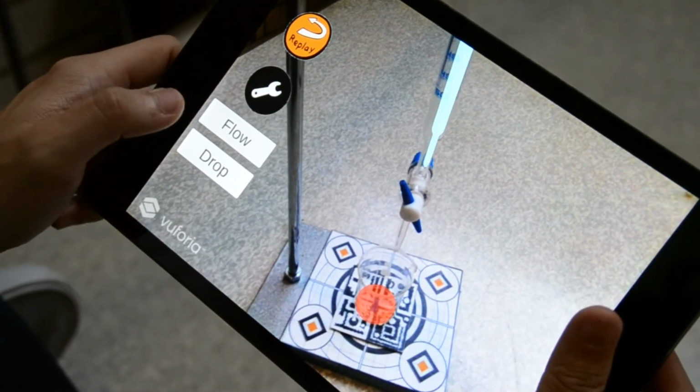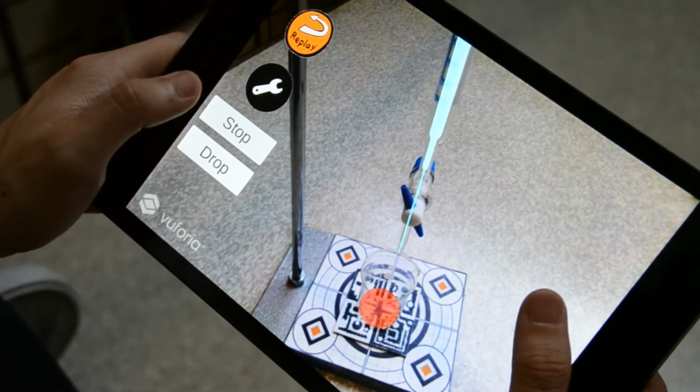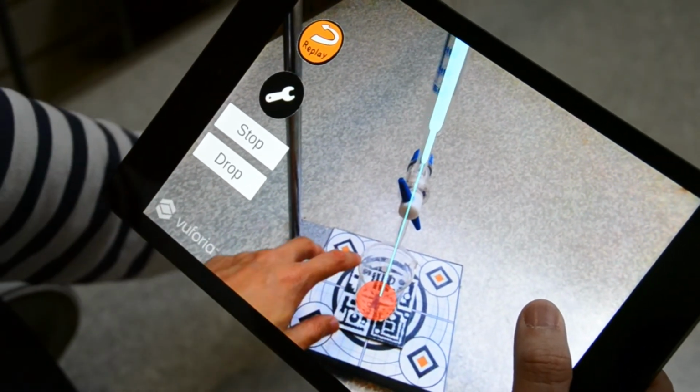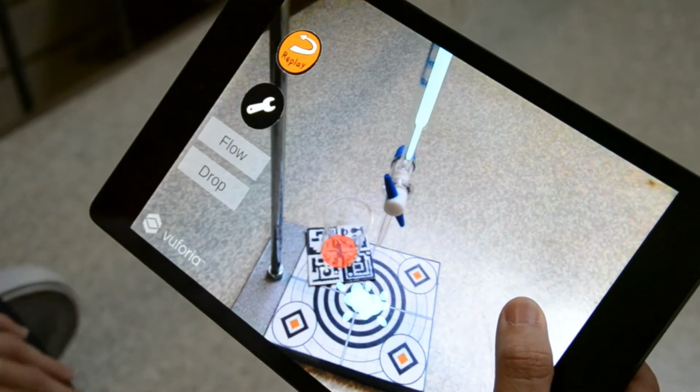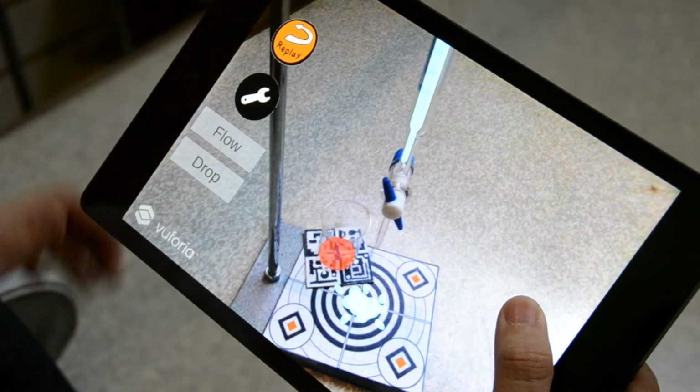To simulate the actual environment of conducting the experiment, when the beaker is not directly placed under the burette, there will be a chemical spillage. Thereafter, the user will not be able to continue adding the chemical.